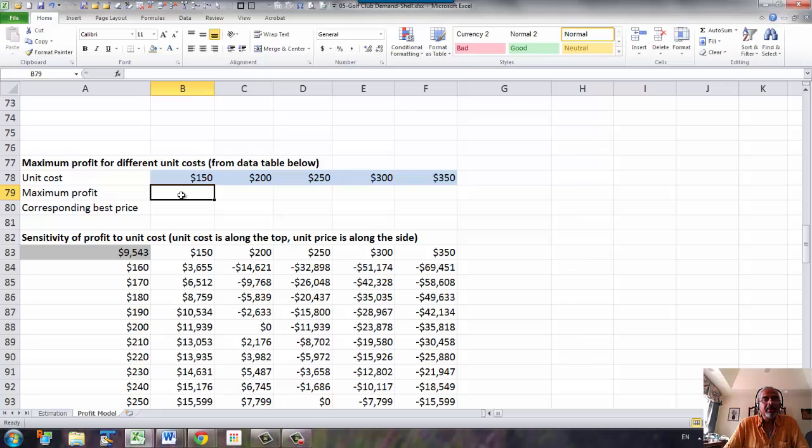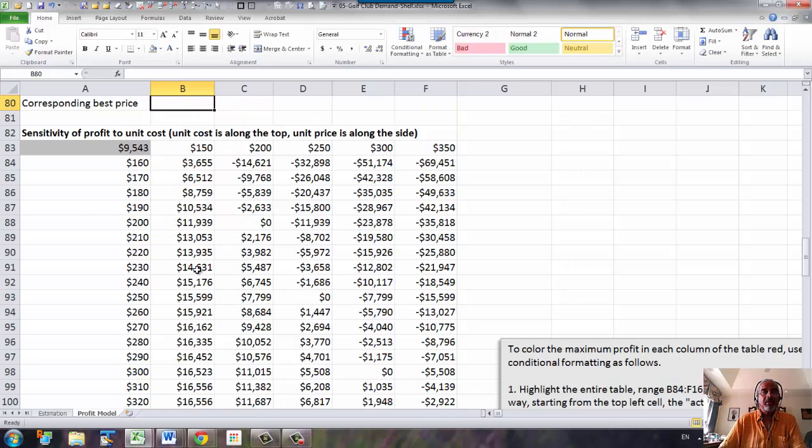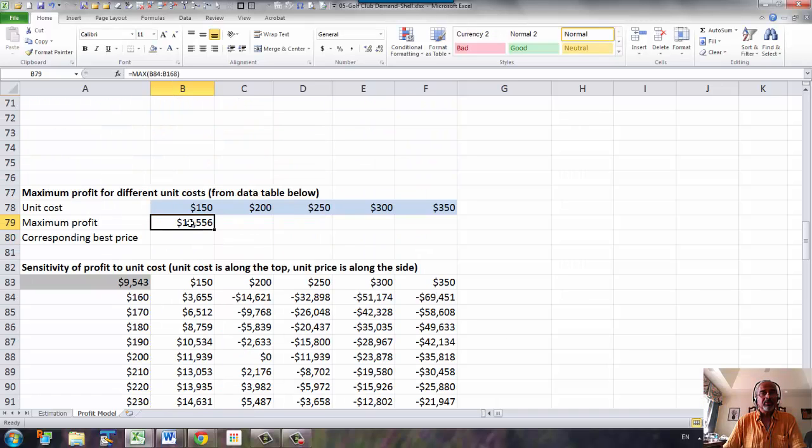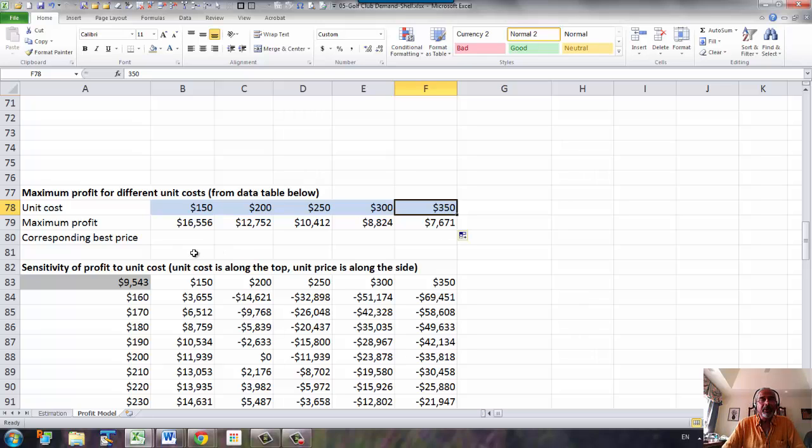Now we want the maximum profit for each cost point. So then you copy that. So it gives us at each cost point what is the maximum profit that we can make. Okay, and we want the corresponding best price.